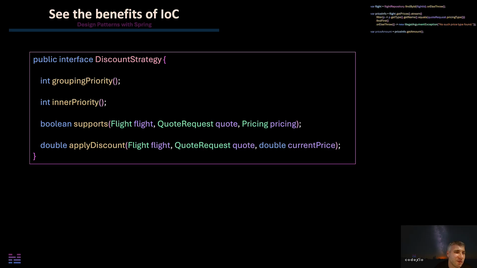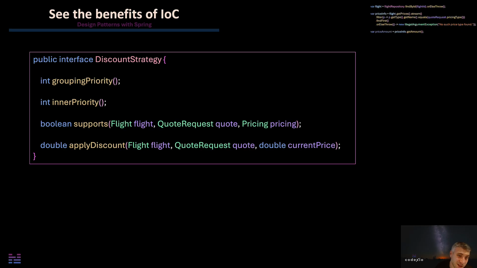So let's say we have a discount strategy interface. It has the grouping priority, the priority inside the group, the inner priority between all the rules inside the group as well. We have a method that tells us whether this specific strategy, the duration business class strategy for instance, supports the request, and if it's not duration, if it's not business class, probably it doesn't support it.